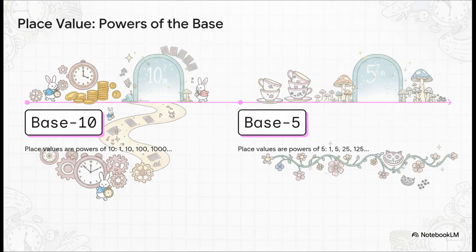And this just brilliantly shows that place value is this universal concept. In our familiar base 10, every spot to the left is 10 times bigger than the one before it. The ones, the tens, the hundreds. But in base 5, each spot is 5 times bigger. So you have the ones place, then the fives place, then the 25s place, and so on. It's all just powers of 5.